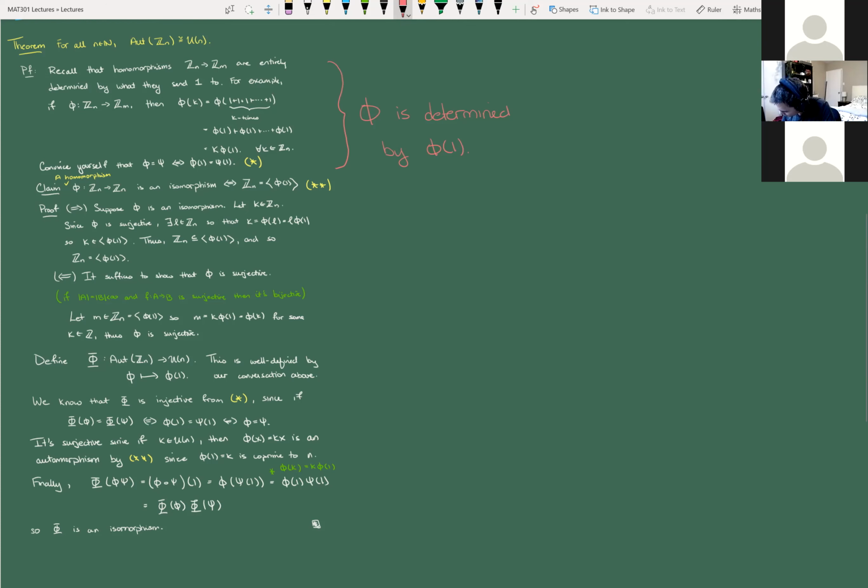Okay, now here, what we're trying to do is characterize what sorts of homomorphisms are isomorphisms. So which phis are isomorphisms? Okay, but instead of looking at phi, by the previous thing, we've learned that it actually suffices to just look at what phi of one would work.